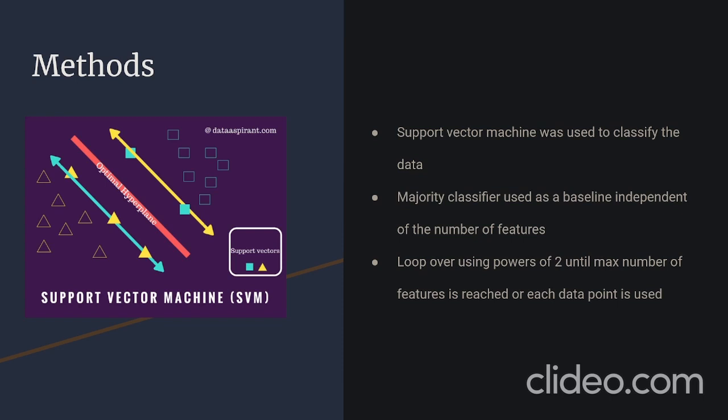This majority classifier will always guess whatever class has the most instances in it. So, for example, using the Gazette data set, if there's more 4s than 9s, it will always guess 4, no matter what. This is important because this is also independent of the number of features that are being used. And to test out different values of k, we are using powers of 2 until either the max number of features is reached or each data point has been used.